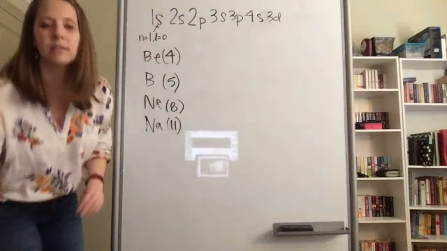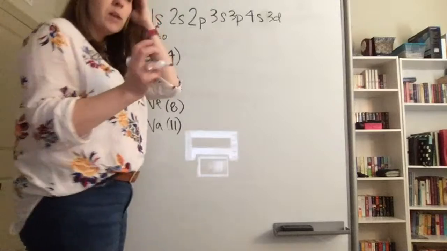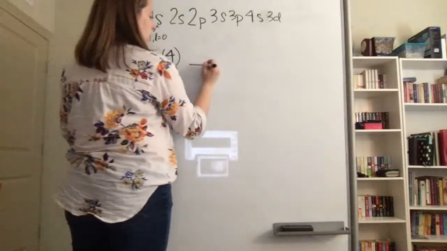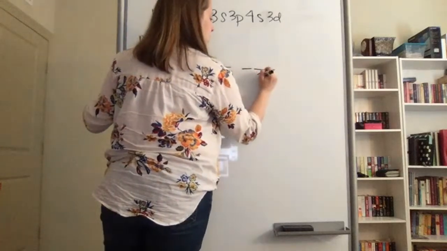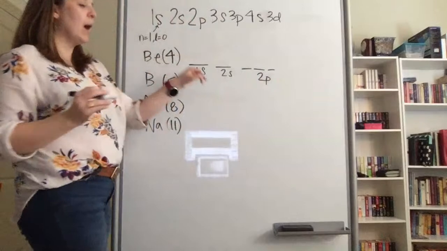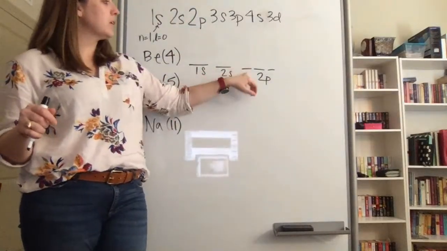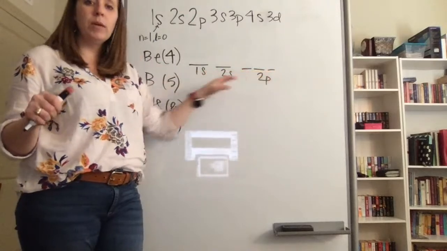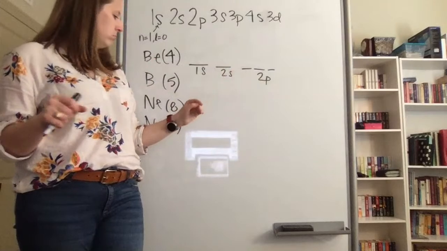So if we are asked to draw our electron configuration, we have 1s, 2s, 2p. To know how many electrons this holds, we just count them up by 2: 2, 4, 6, 8, 10. So if we have 10 electrons, all of these will be full.